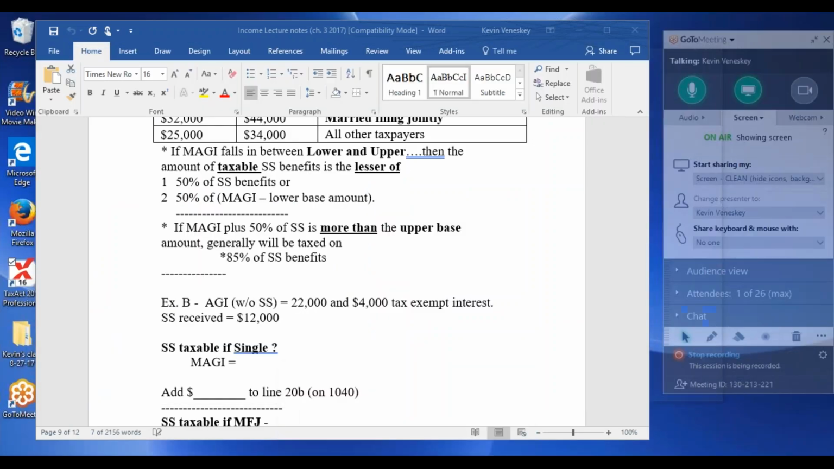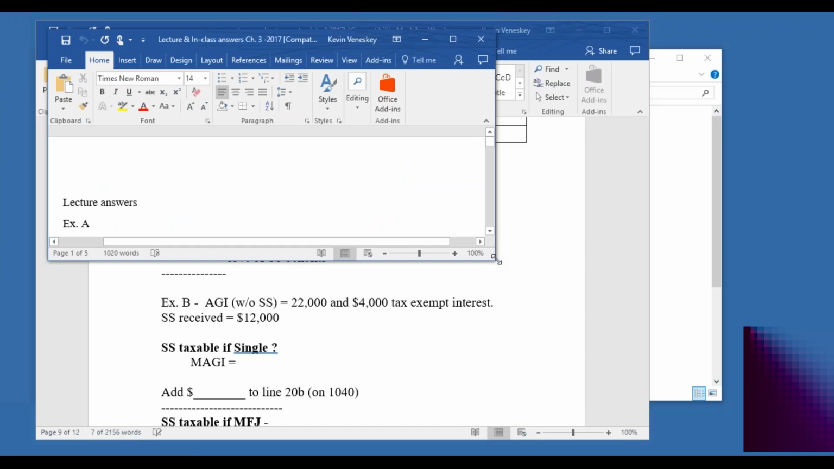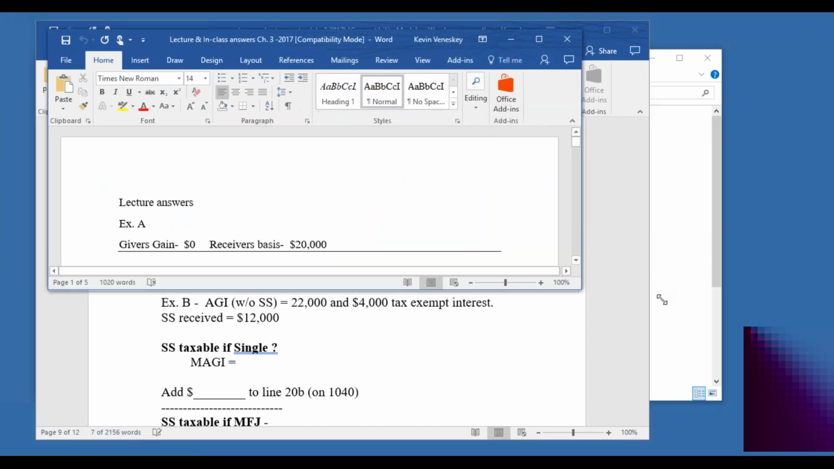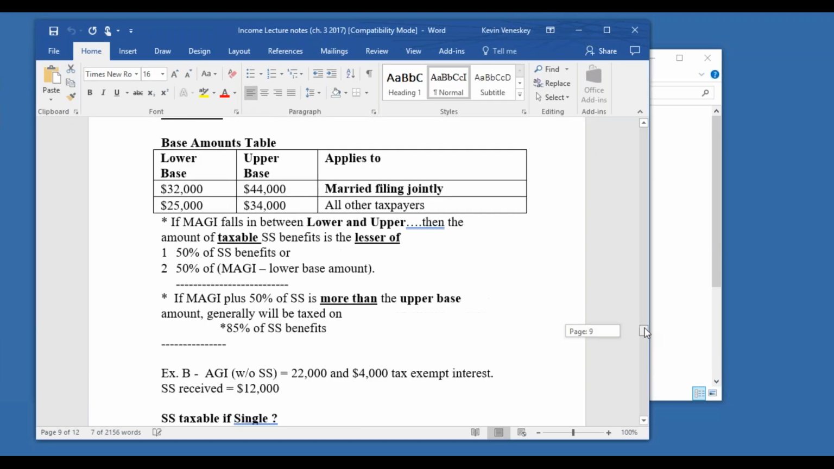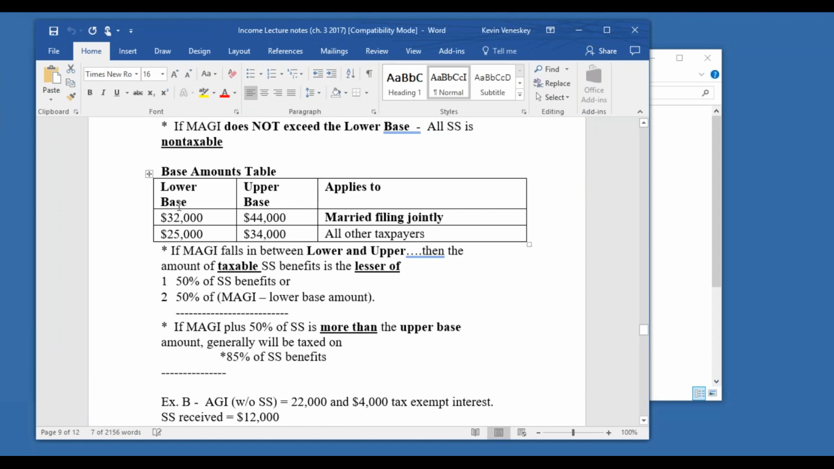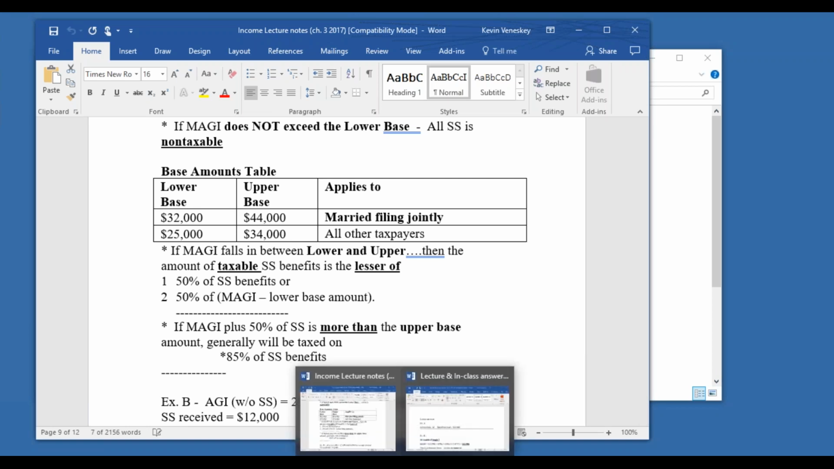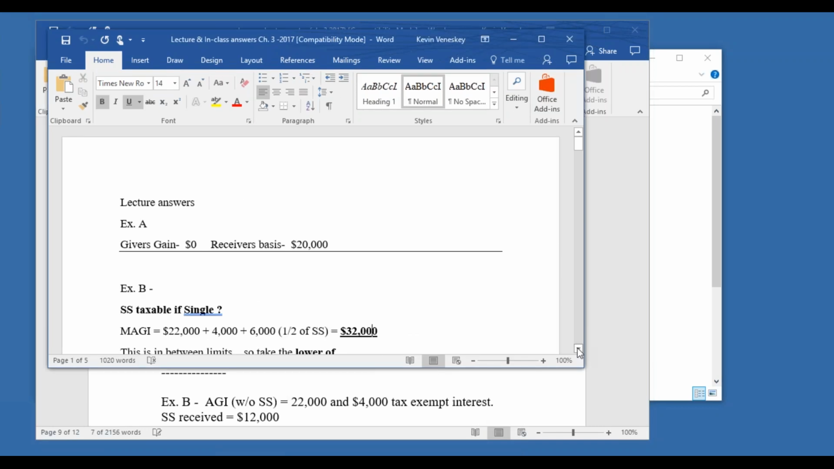So I'm going to pull up the answers for this problem. The first thing we need to look at is their modified adjusted gross income. They have the $22,000 plus the $4,000 in tax exempt plus half of the Social Security they received, which gives them a modified adjusted gross income of $32,000. If we look at our little box for somebody who is single, if you're at $32,000 or below, you get to have 0 taxable. So this person actually hits that qualification, and none of their Social Security is taxed. So while line 20A is $12,000, line 20B, the most important one, is 0.